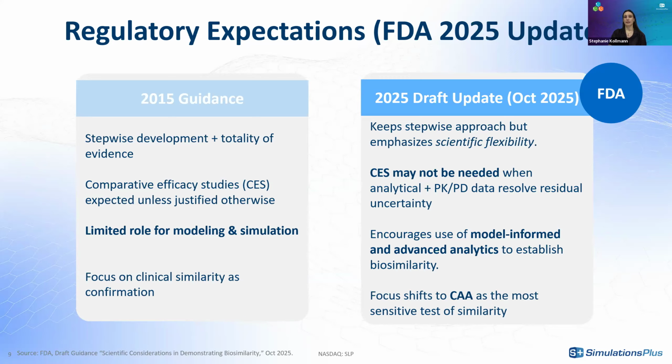So comparative analytical assessment focuses on the laboratory and functional comparison, basically the lowest foundation step in the stepwise approach, testing structure, purity, and activity, and is now considered the most sensitive way to detect differences between products. So this update signals a very clear evolution, moving away from large confirmatory efficacy trials and towards a quantitative model-based demonstration of similarity.